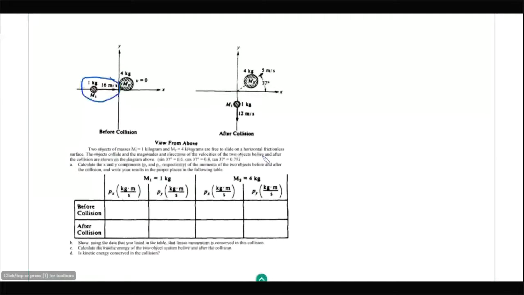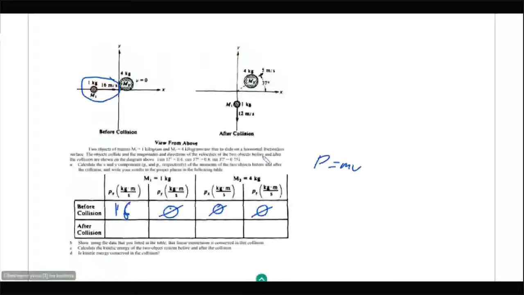So before the collision, mass M1, this guy right here, is moving at a speed of 16 meters per second and has a mass of 1 kilogram. So its momentum, remember, P equals mv, beforehand is 16. In the y direction, it's not moving up or down, so it has no momentum in the y direction. And of course, our second mass, the 4 kilogram one, isn't moving, so it has no momentum before the collision either.